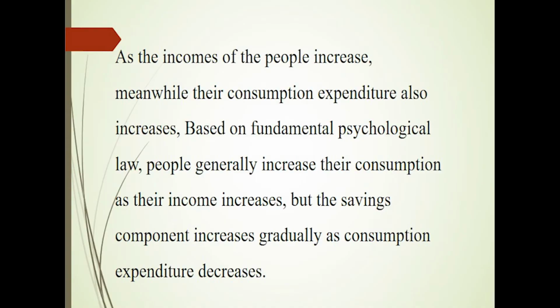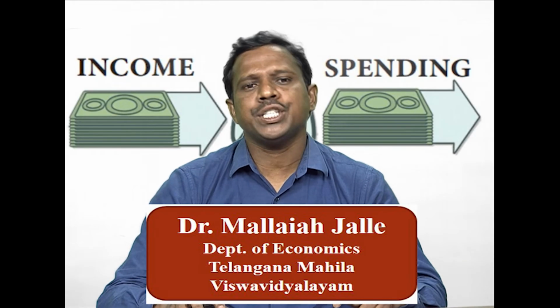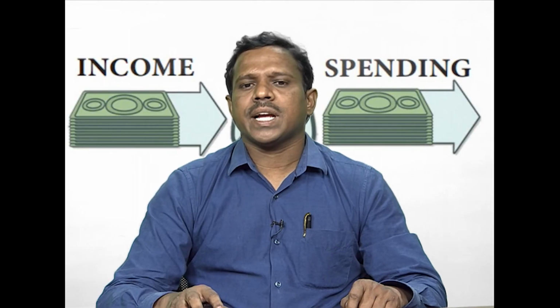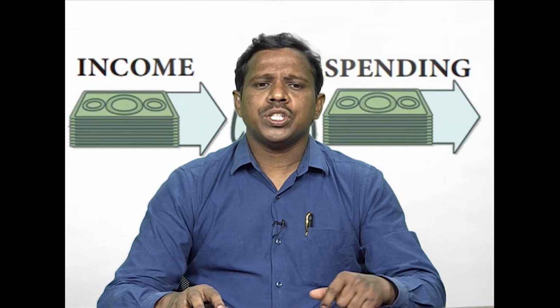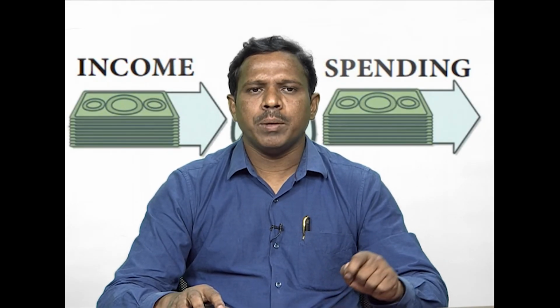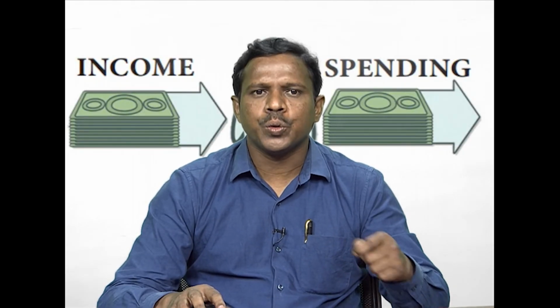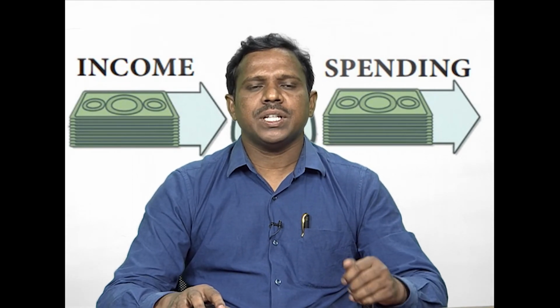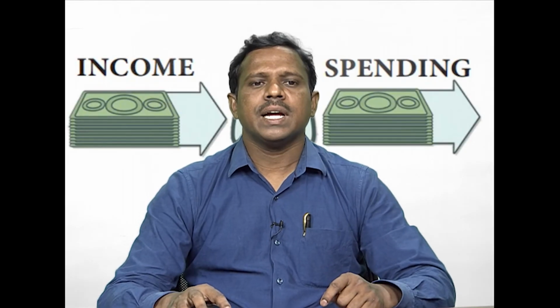So, when the income of the people increases, meanwhile their consumption expenditure also increases. As I said, income increases, consumption expenditure also increases. Based on the Keynesian fundamental psychological law, people generally increase their consumption as their income increases. People increase their consumption due to the increase in income levels. But when we talk about savings, the component increases gradually as consumption expenditure increases.